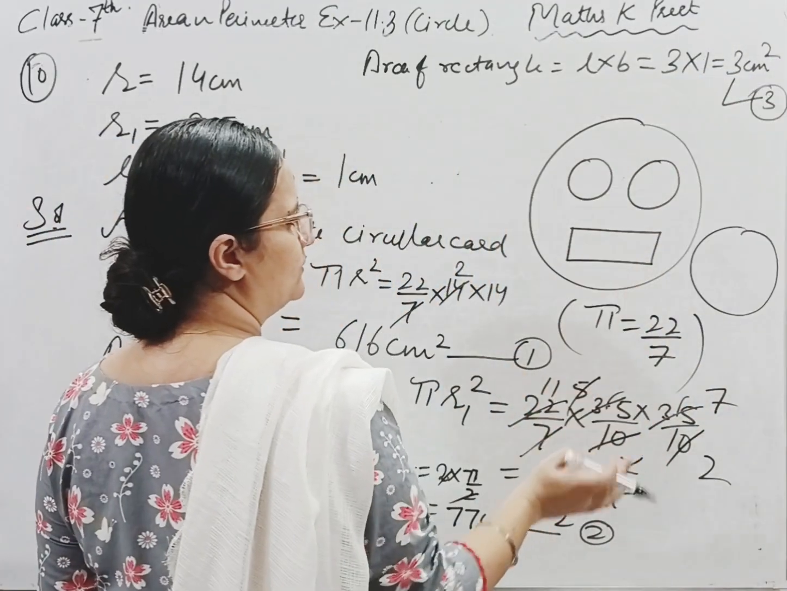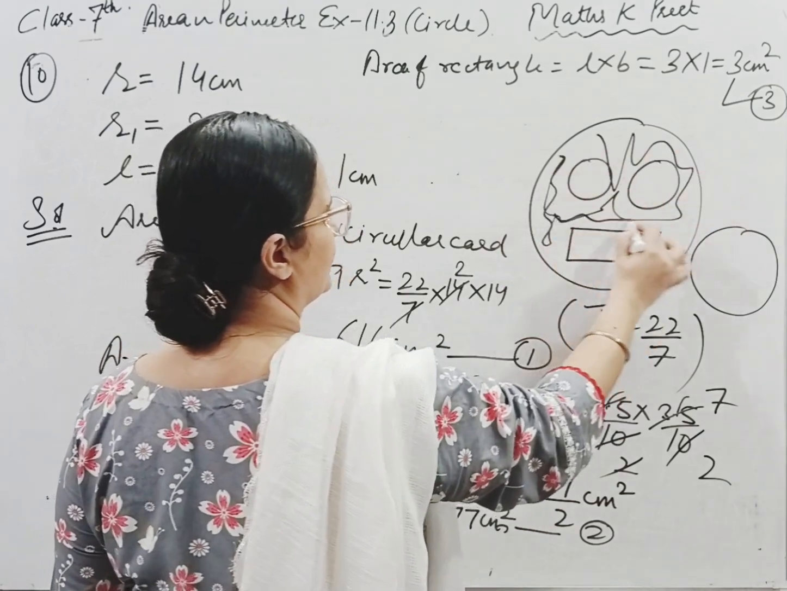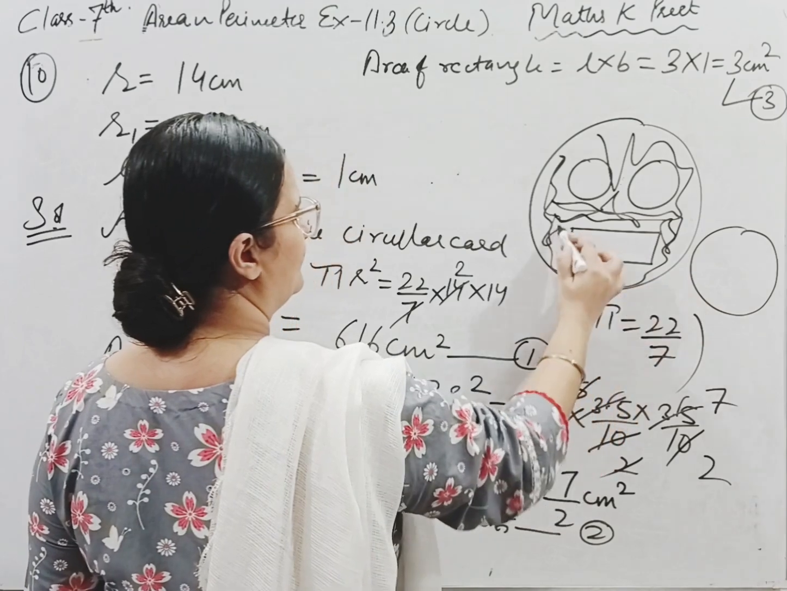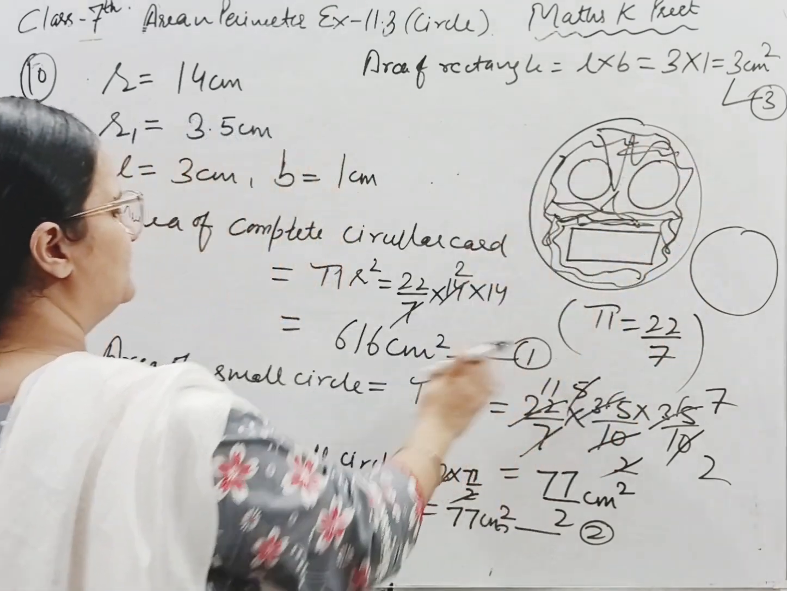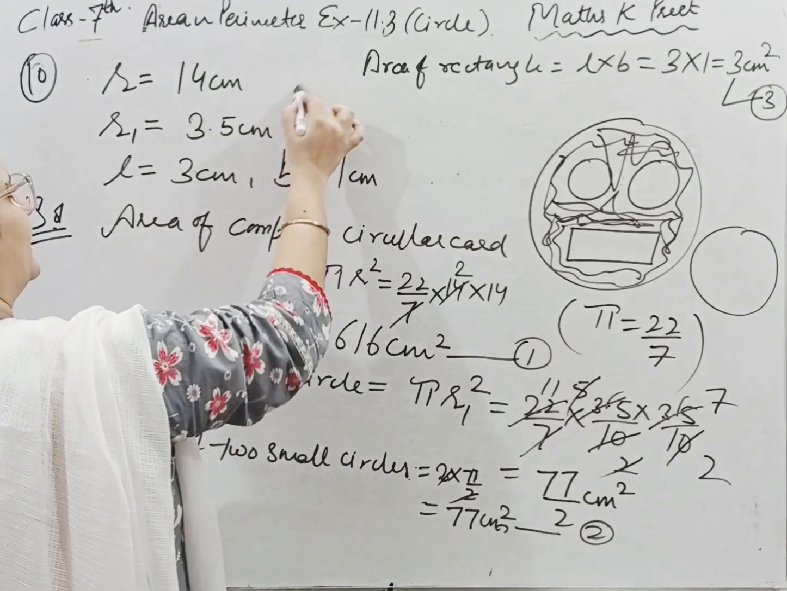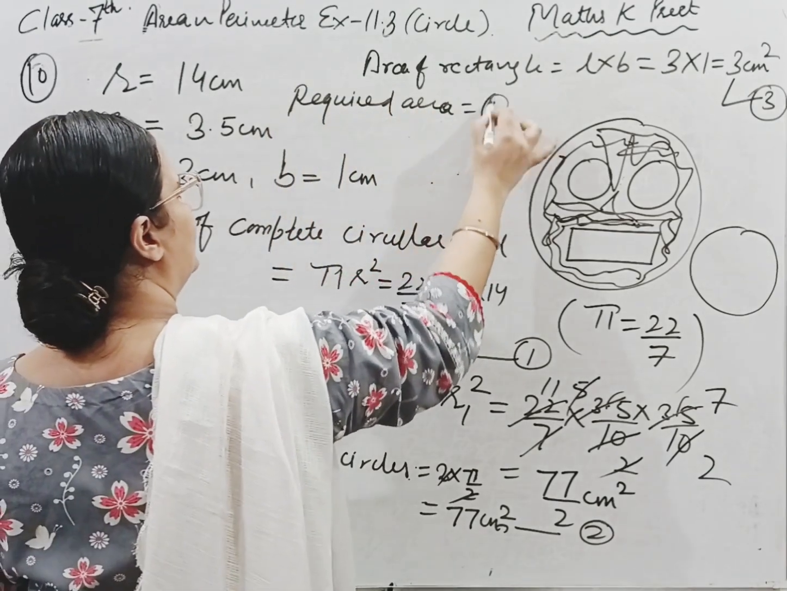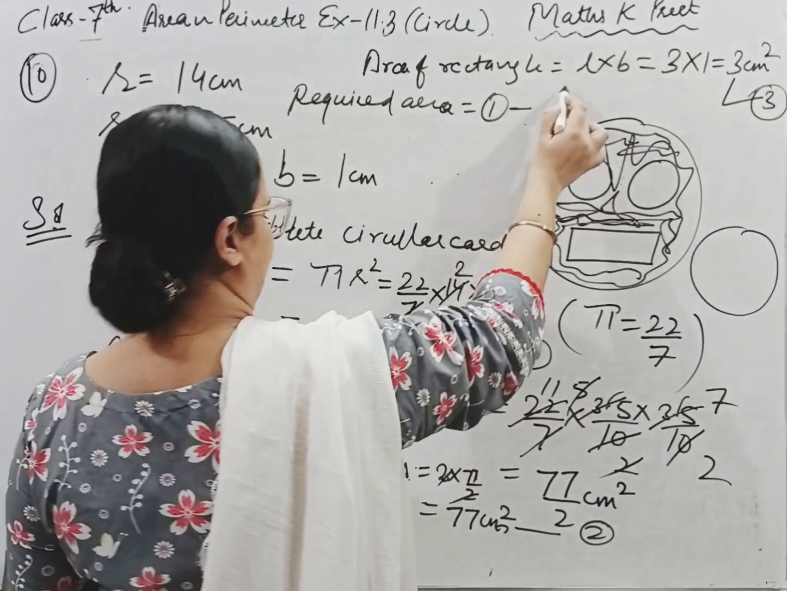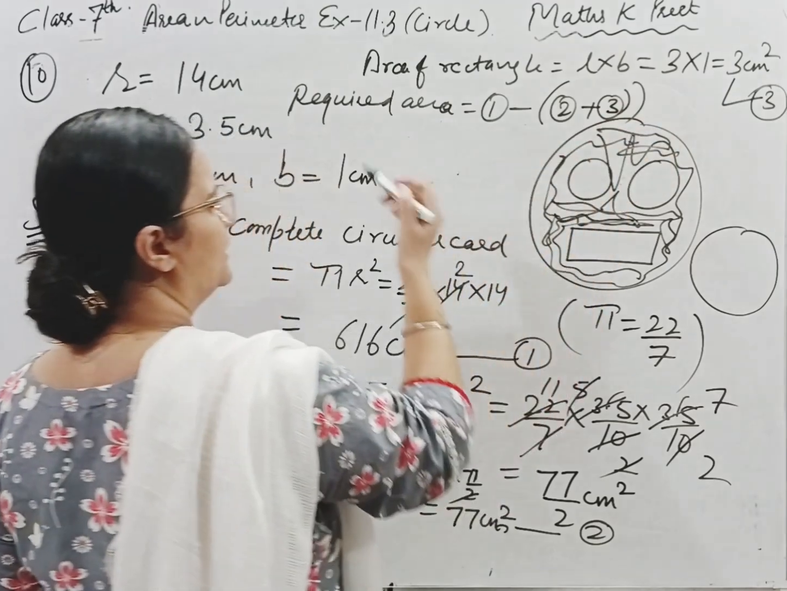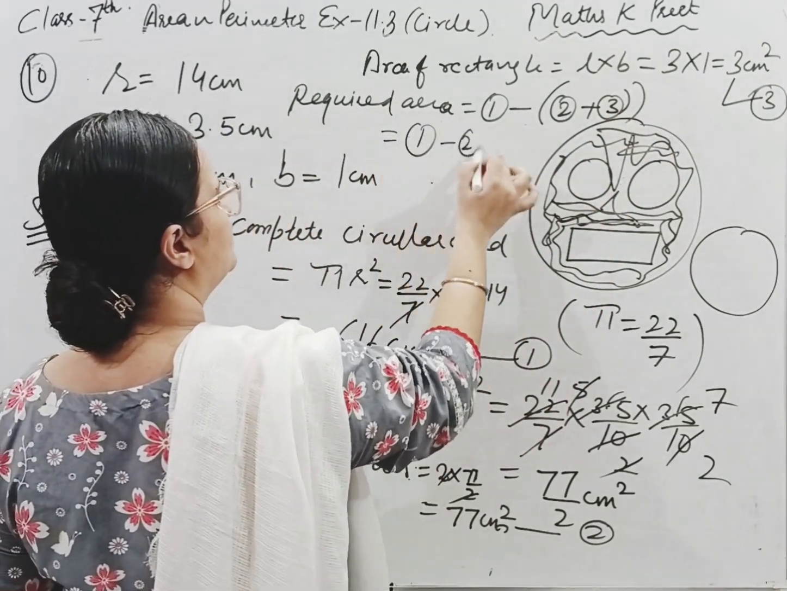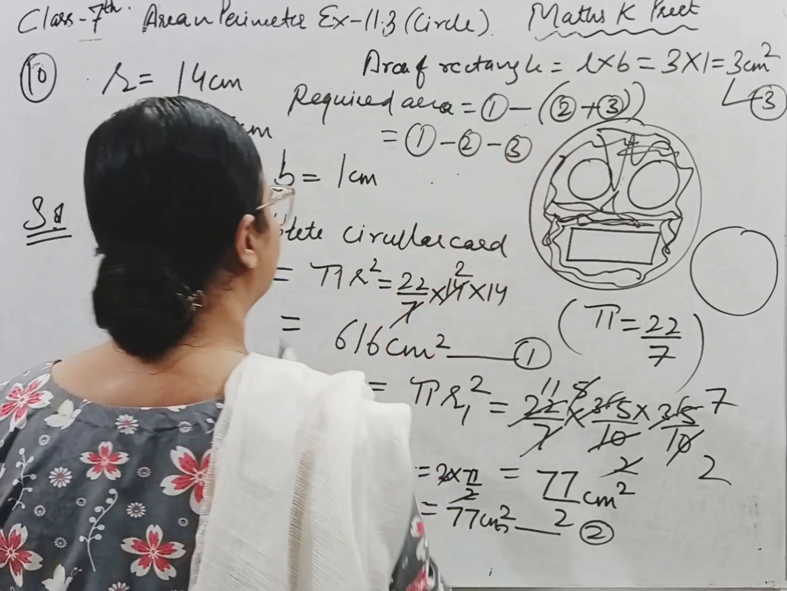Now taking these parts out, we are left with this much area that I am just shading. So this much area I have to calculate. What will I do? I will just do number 1. So required area will be equal to number 1 minus what? Number 2 plus number 3. Other way I can write number 1 minus 2 minus 3. Both mean the same. When we open this bracket, we will reach this result.